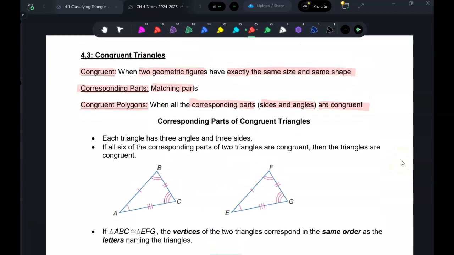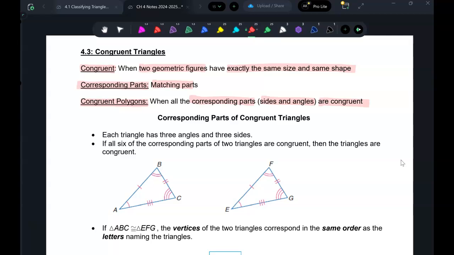There you go. Okay, that's what I highlighted. Okay?